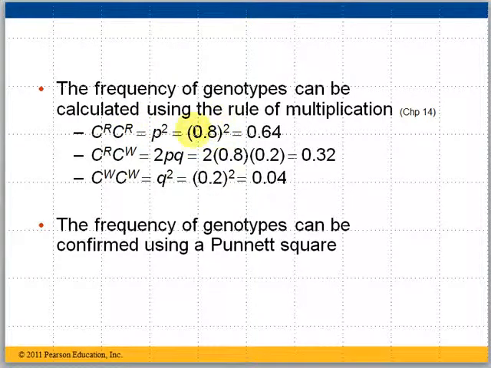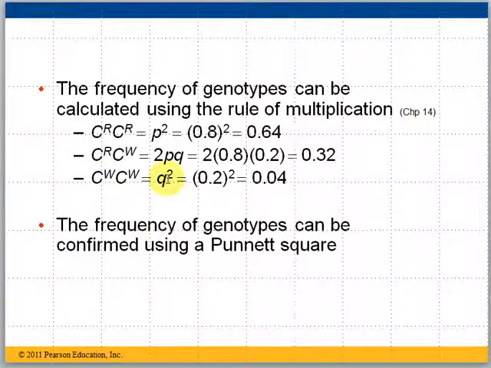And then we're going to look at the heterozygous. That is represented by 2pq. So we have 2 possibilities. We could have pq or we could have qp, and that's why we have the 2 there. And that's going to be 2 times 0.8 times 0.2. Calculate that out, it comes out to be 0.32. And then we have the homozygous recessive, which would be q squared. And that is 0.2 squared, which would be 0.04.